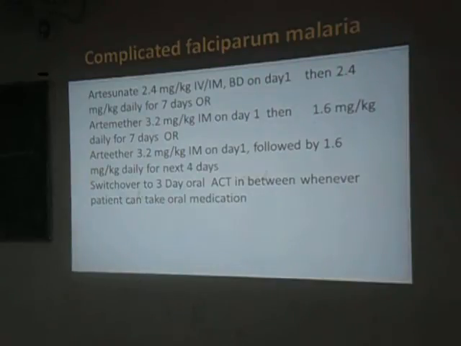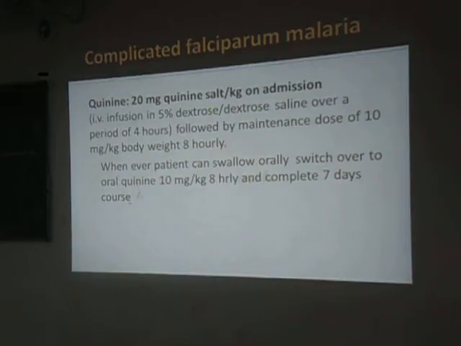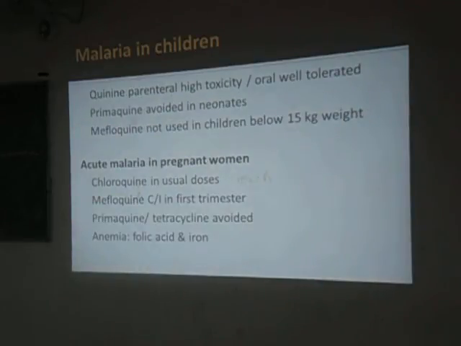So complicated, we need to go for artemisinin derivatives. Okay, artesunate, artemether, arteether, all these things in divided doses. Remember, twice the body weight in artesunate, almost thrice in case of artemether and arteether. So complicated, cerebral type, we can go for this quinine and its derivatives.